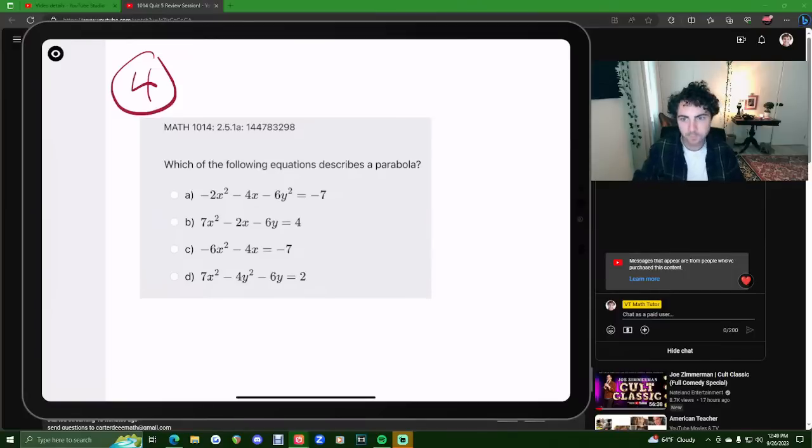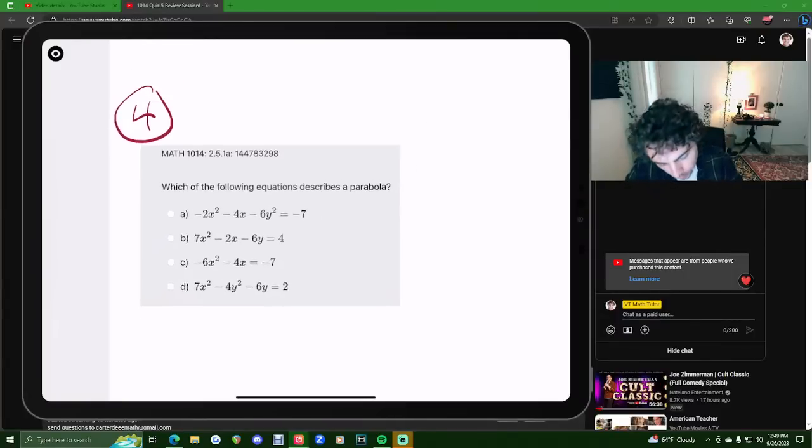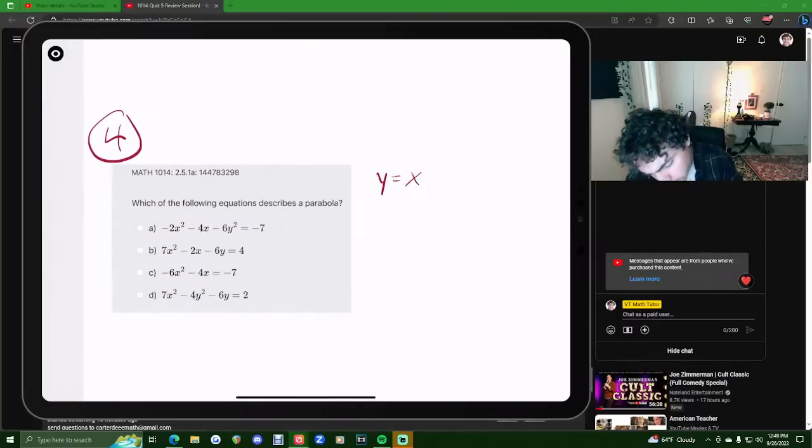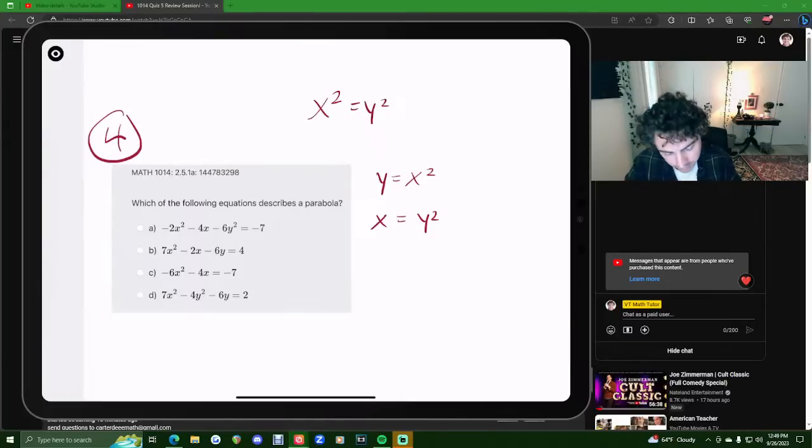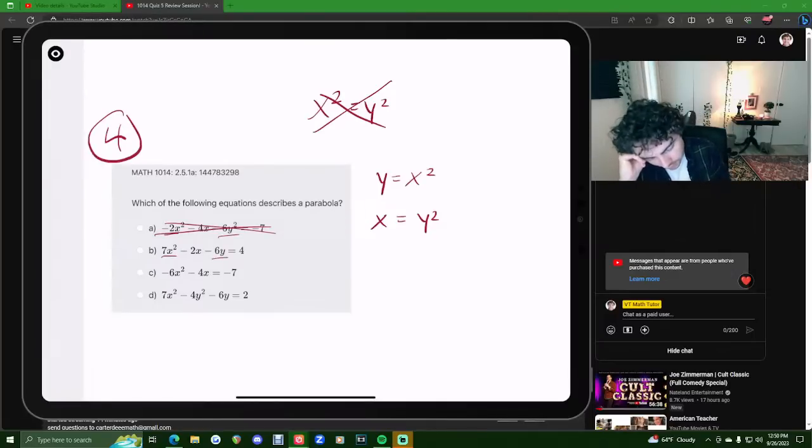All right. Which of the following equations describes a parabola? A parabola as we know it right now might just be y equals x squared, or even x equals y squared. But what you will never see is x squared equals y squared, or y squared equals x squared. You don't want to find an equation that has both terms squared. So for example, option A with both x squared and y squared, there's no way that's going to be a parabola. Option B, it's looking promising.